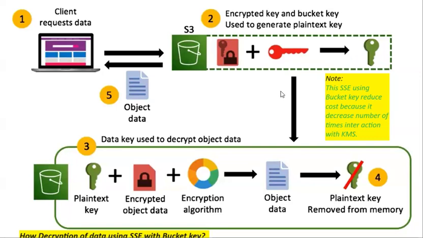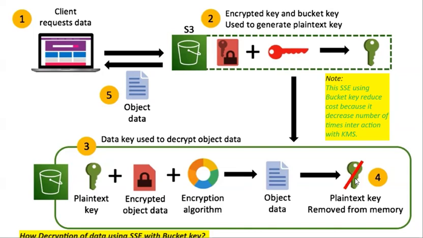So now we have the plain text data key. This plain text data key will generate your object data by using some encryption algorithm on the encrypted object data. So you receive the object data. Now again, your plain text key will be deleted from memory, and it saves you cost.